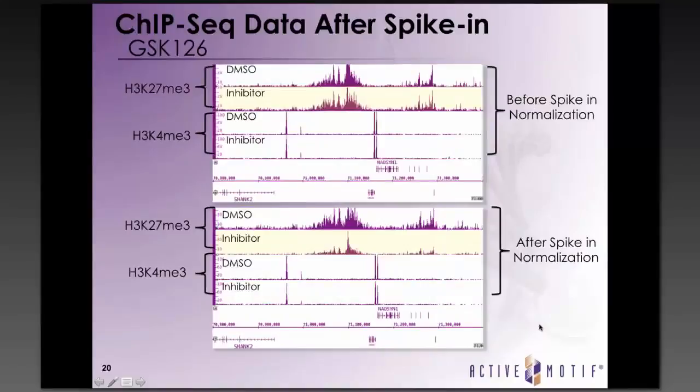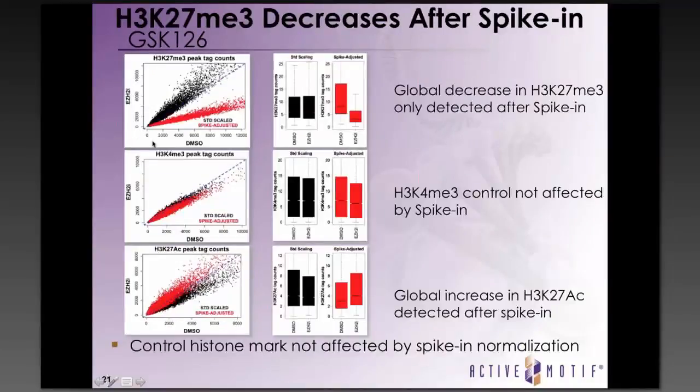To show how dramatic this normalization is, now I've just zoomed in on a single location in the genome. Again, no major changes using the normal ChIP-Seq protocol. But after we incorporate the spike-in, globally, we've taken all the data and plotted it with box plots and scatter plots. For the scatter plot, each point represents a peak that was identified in the data set in the EZH2 inhibitor-treated sample versus the DMSO sample.